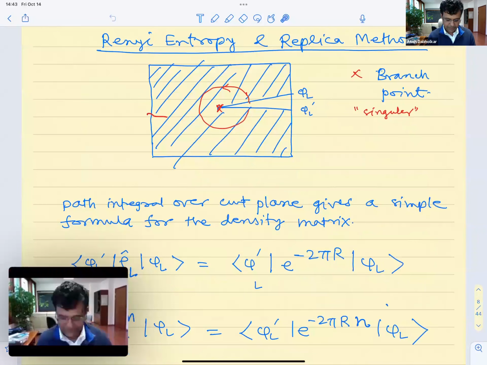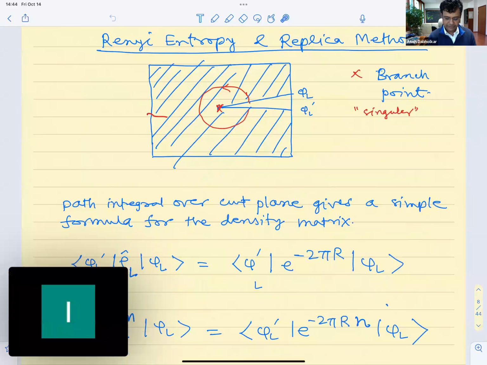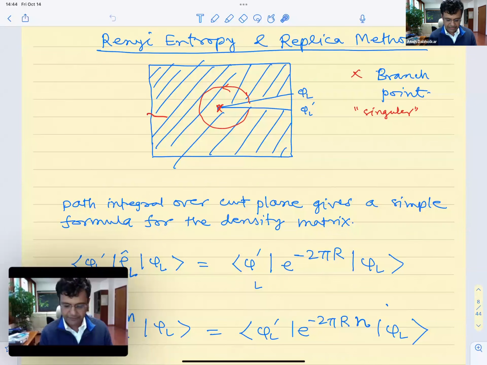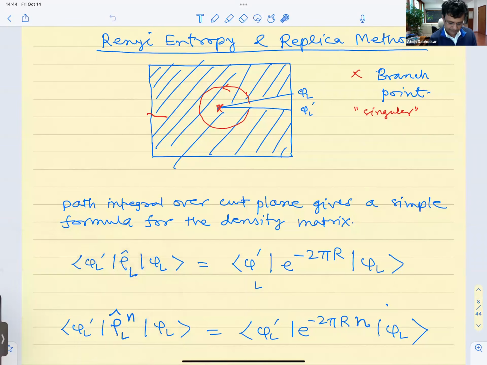So for the path integral over this, you just specify phi left prime and phi left as the field values. The matrix element of this density matrix, rho right, sorry, I should have written rho right, there's a typo here. It is basically given, if you think of it as cutting it and going around the circle, as the phi left, then like a radial quantization, e to the minus 2 pi r acting on it, and then you measure it in the phi left prime.